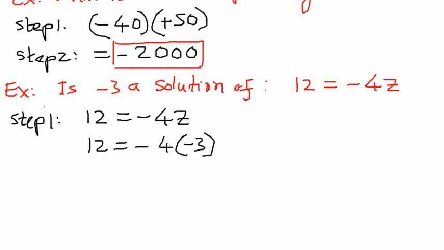Therefore, we're going to simplify it some more. The left hand side number is 12, and the right hand side number, we want to simplify that. A negative number times a negative number is a positive number. 4 times 3 is 12. Therefore, what we have on the left hand side is exactly equal to what we have on the right hand side, and therefore the value negative 3 is a solution for this given expression. That is the way we want to express it.